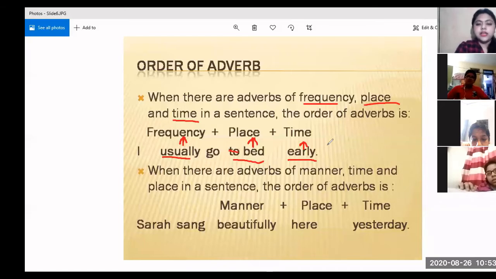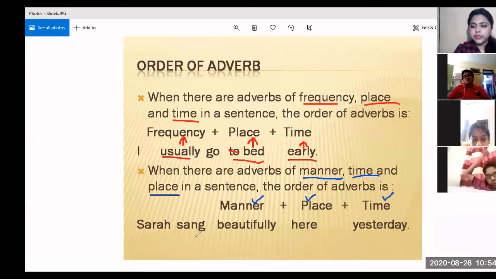And when there are adverbs of manner, time, and place, in such a case, we place the adverb of manner first, then the adverb of place, followed by the adverb of time. So here you have to remember MPT. In the first case you have to remember FPT, and in the second case you have to remember MPT.